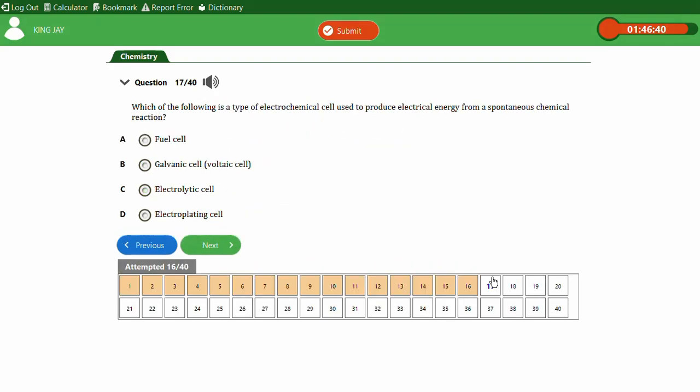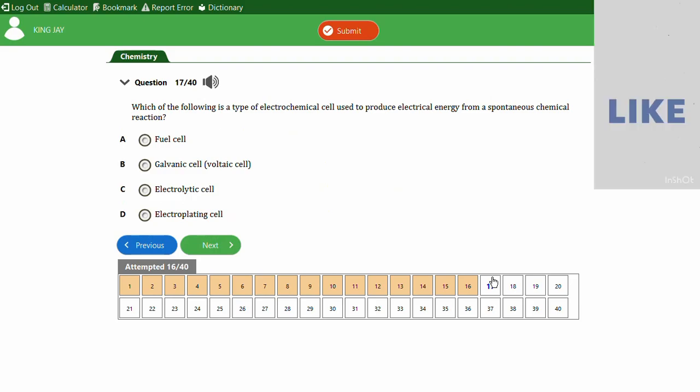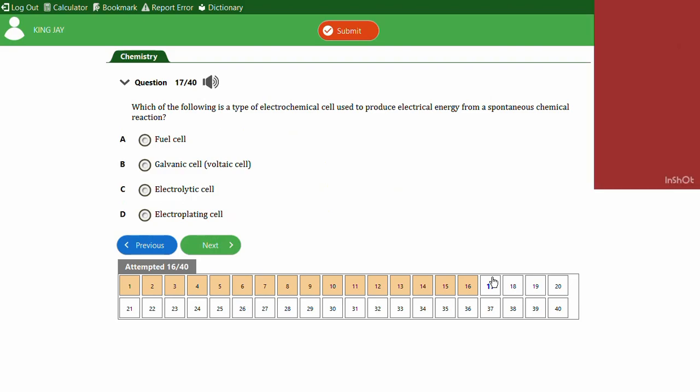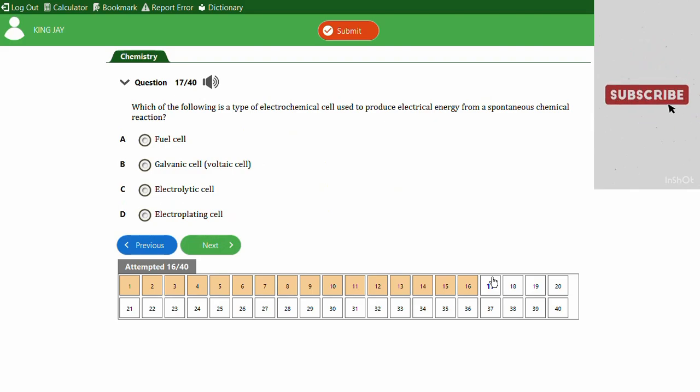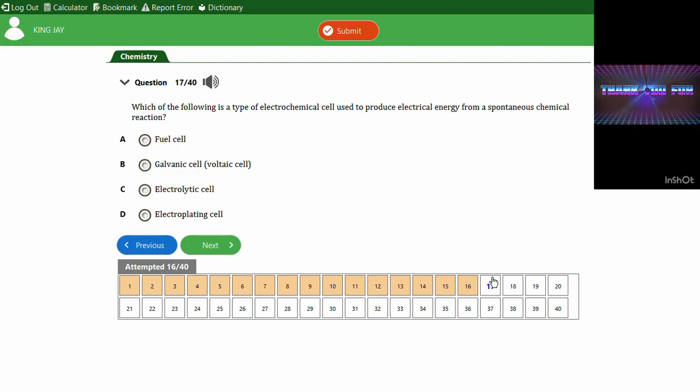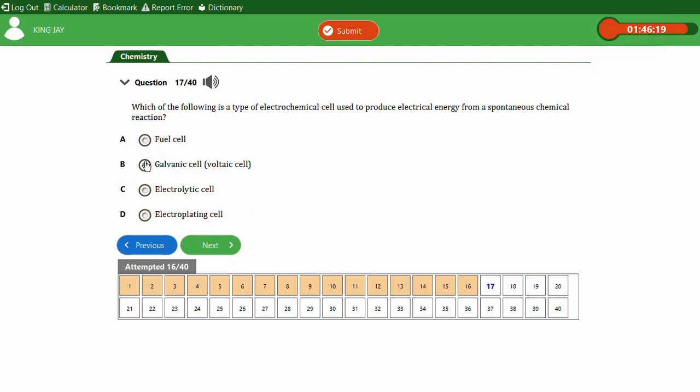And then let's go to question 17. Which of the following is a type of electrochemical cell used to produce electrical energy from a spontaneous chemical reaction? It is a galvanic cell, which is a voltaic cell. So the answer is B. It's not a fuel cell, it's not an electrolytic cell, it's not an electroplating cell.